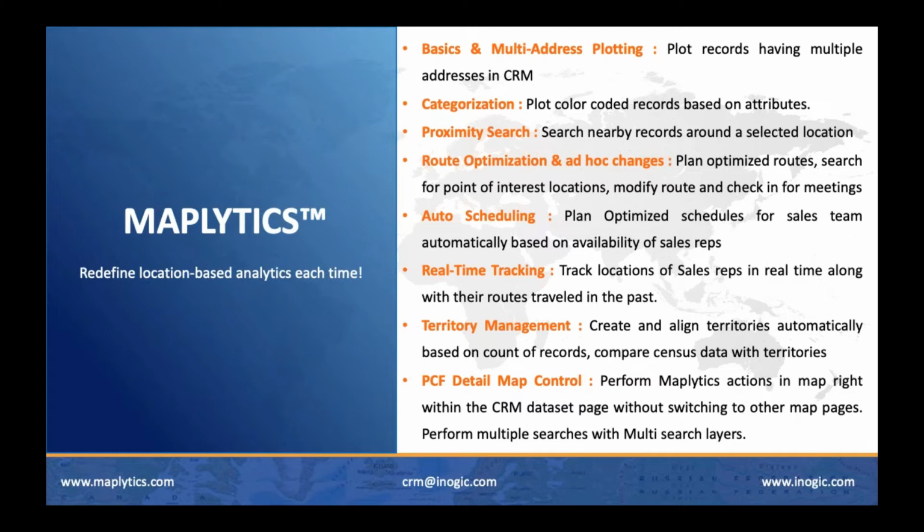This feature is an optimized scheduling feature which will help you to automatically schedule your sales reps based on their availability. The last three features will be real-time tracking, territory management, and PCF detail map control. Real-time tracking will help you to track the locations of the sales reps in real time, along with the routes that they have traveled in the past. Territory management will include the plotting and creating of territories automatically based on the count of records, and it will also include the comparison of census data with the territories.